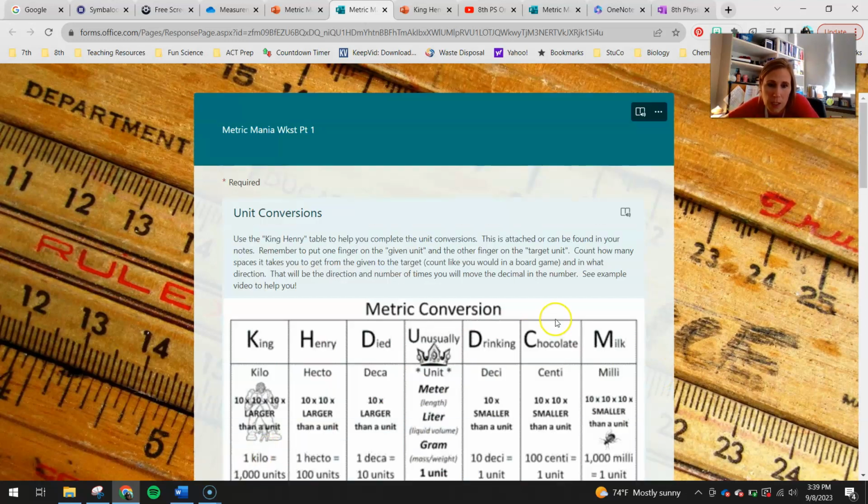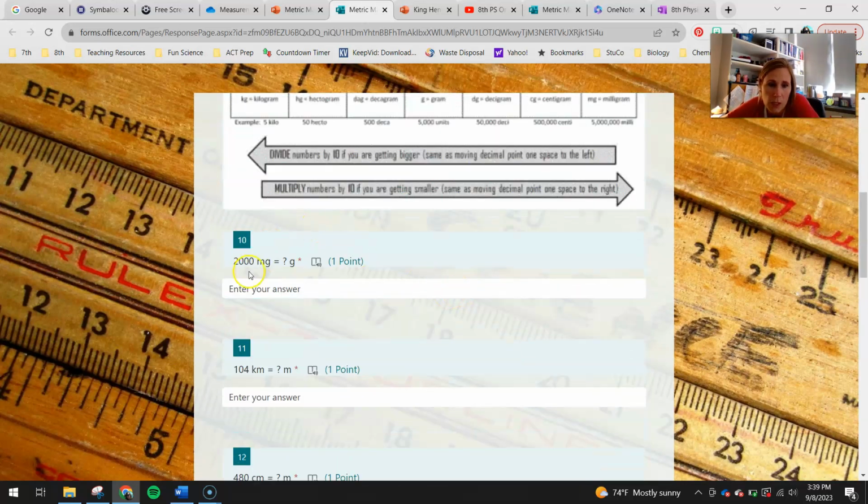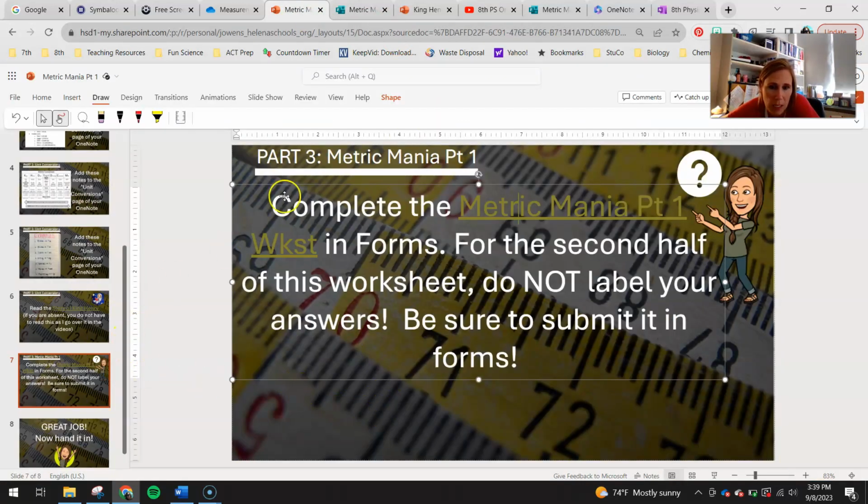Okay, moving on to part 2, here's your guys' King Henry thing, so you guys will use that. King Henry died unusually drinking chocolate milk. Your first question is 2,000 milligrams is how many grams? So I'm just going to go back in here and do this right at the bottom. We have 2,000 milligrams, and we're trying to find grams.